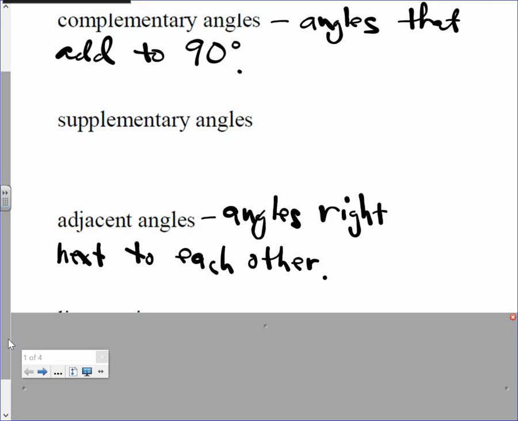Are you making fun of my writing again? No. Here. Here.